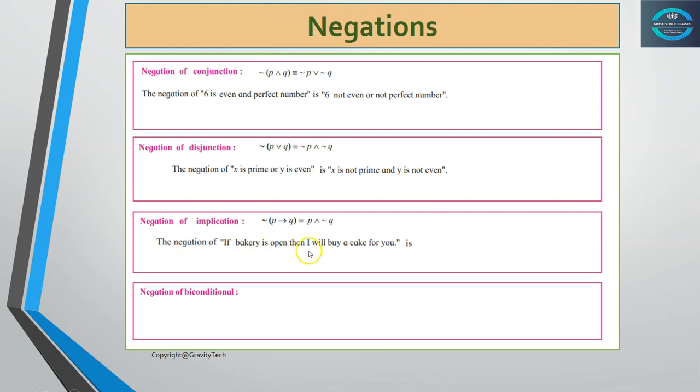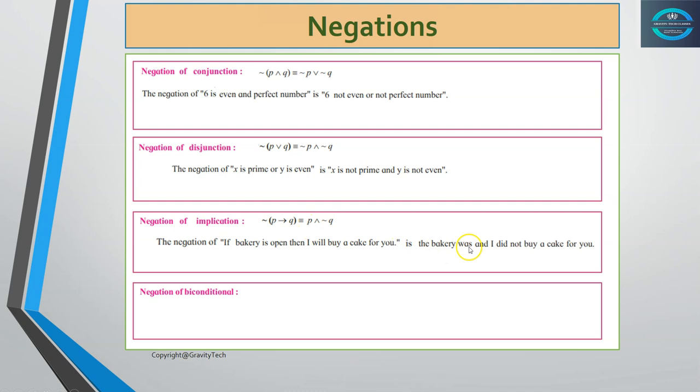If the bakery is open, then I will buy a cake for you. Here, the bakery is open is P, and I will buy a cake for you is Q. That is, if P then Q. Now we have to negate it, meaning you need to have P as it is, and then and, negation of Q. The bakery was open, the bakery was open; we do not negate this. So: the bakery was open and I did not buy a cake for you. That means I did not get a cake for you. So negate Q, keep P as it is, and make it and.